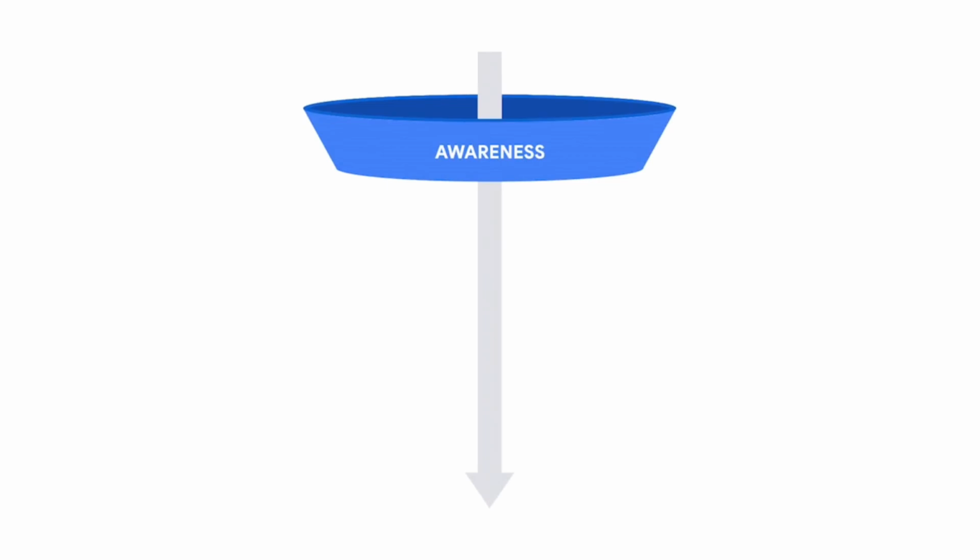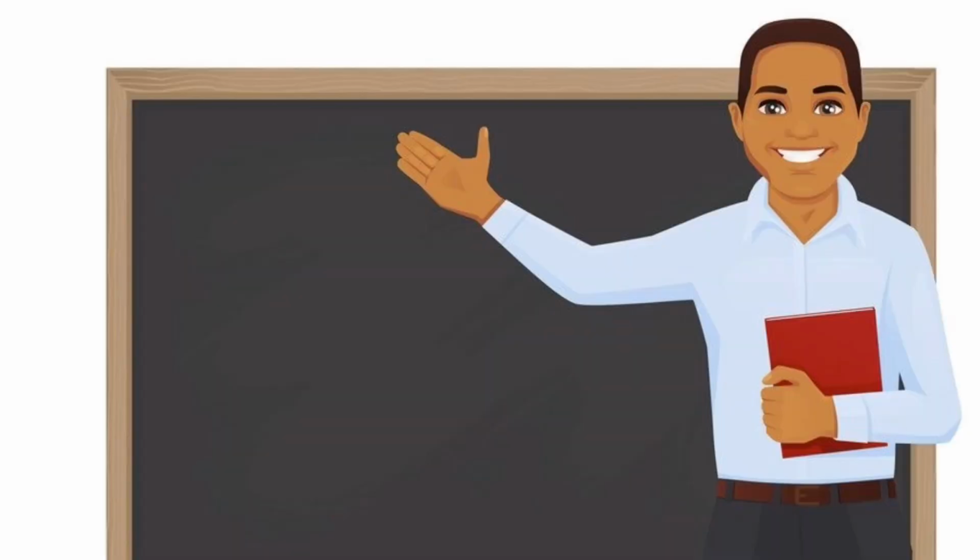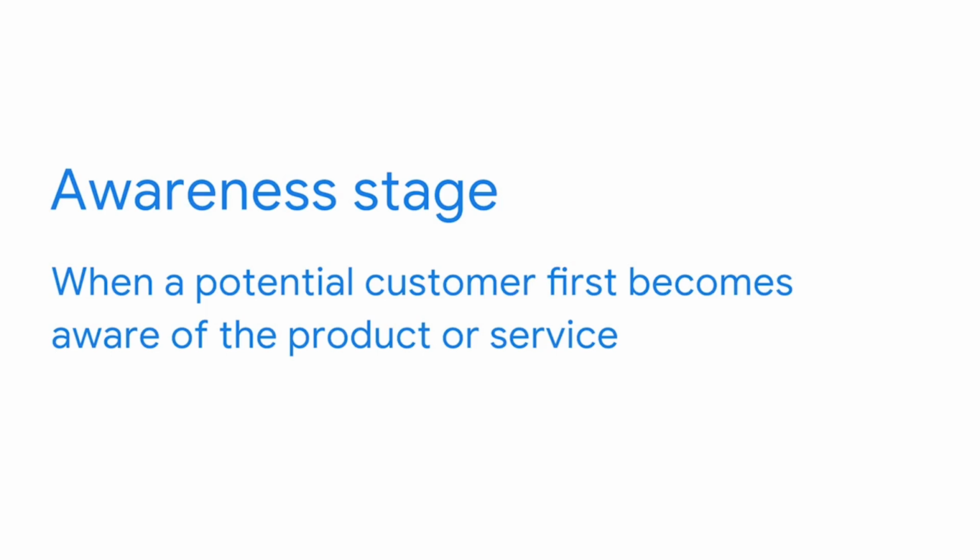In this stage, the potential customer may not know about the product or service. Maybe they have a specific problem or pain point they need to solve, such as wanting to buy a new piece of furniture. Or maybe they were introduced to your brand without specifically searching for your product or service, such as through a Facebook or Instagram ad. However, they encounter the brand. The awareness stage is when a potential customer first becomes aware of the product or service.